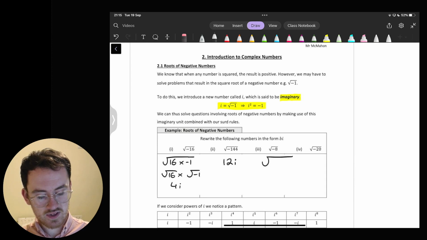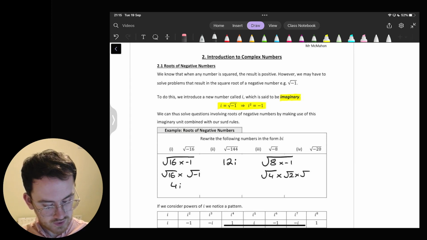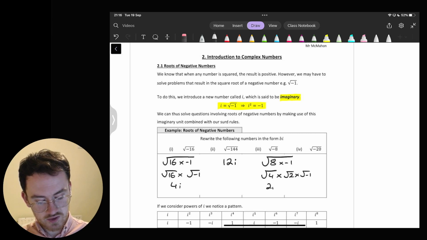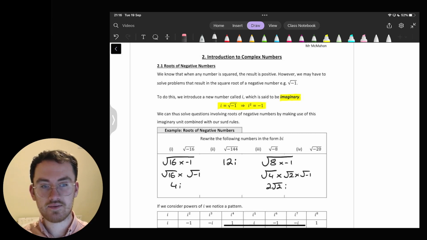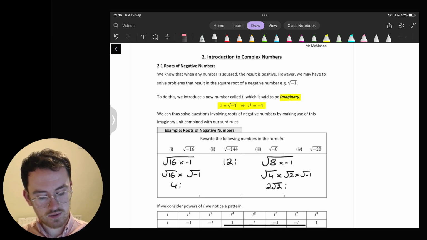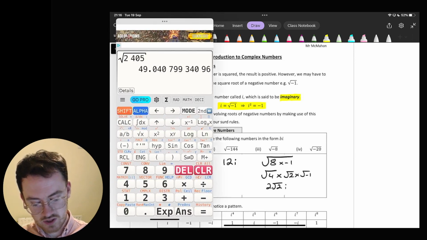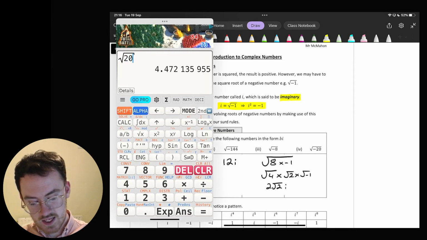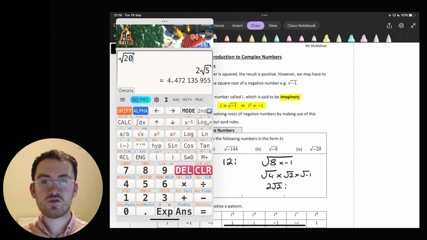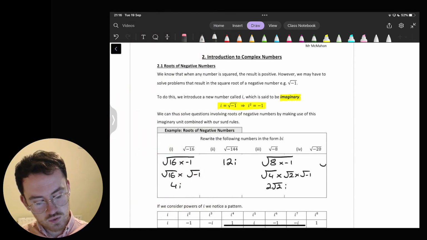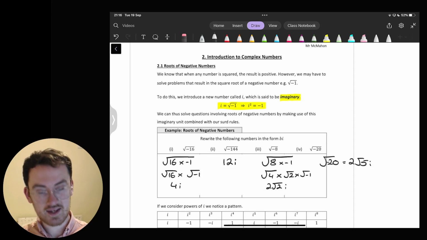Same thing goes with the square root of -8. With the 8 it's a little bit different, so maybe we will split it out because we can't get the square root of 8 directly. We could rewrite it as the square root of 4 times 2, and that gives me 2 root 2 i. The same thing goes with the square root of -20 as well. If you were to type the square root of 20 into your calculator and rewrite it in surd form, I get 2 root 5. So the square root of -20, I would rewrite as 2 root 5 i.